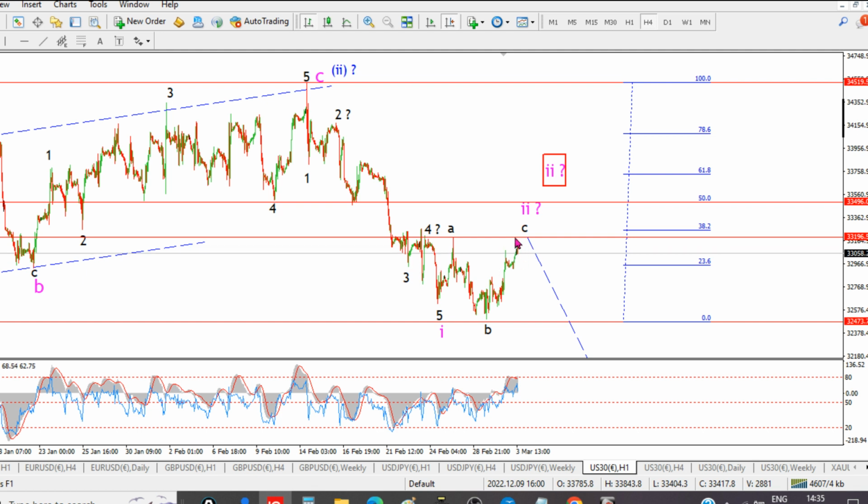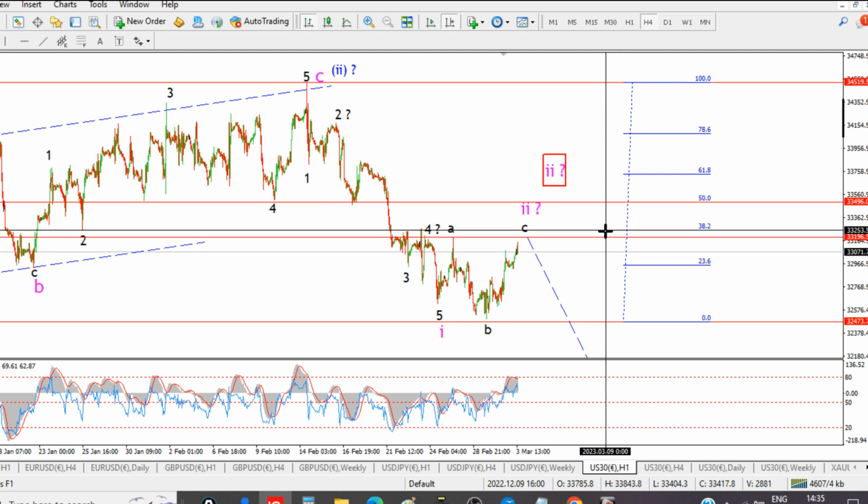I'm not sure if we've topped out. Maybe we have even topped out as the market opens this morning. I'm looking for probably a break above 33,200 to complete wave two. That would bring us up to that 38% retracement as well. So that'd be a pretty clean top to work with.